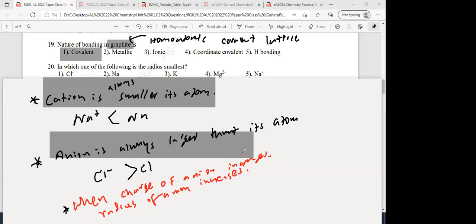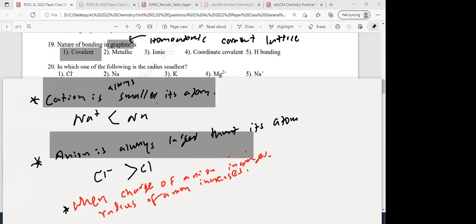Is that clear, everyone? When the charge of the anion increases, its radius also increases. Did you all finish copying down? Then one more thing you can write, the opposite. When the charge of the cation increases, size decreases.